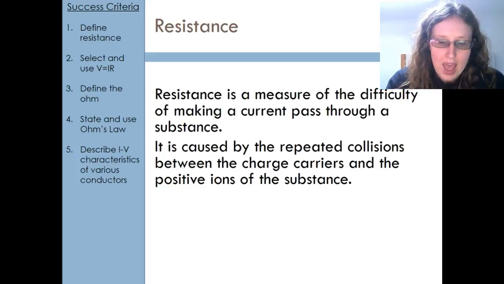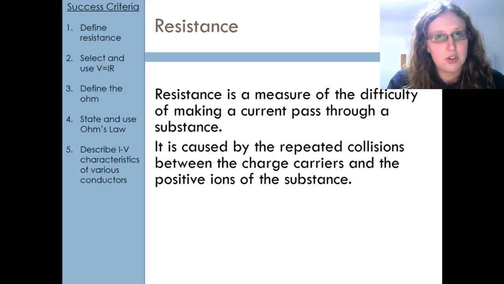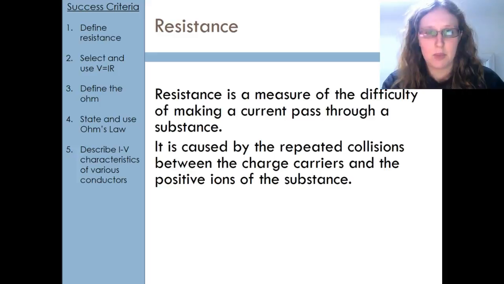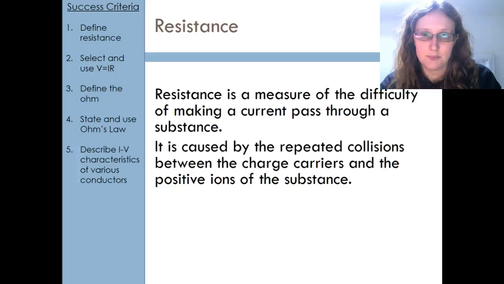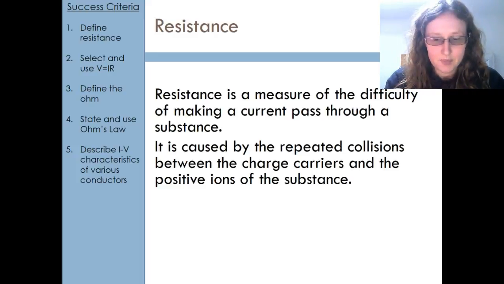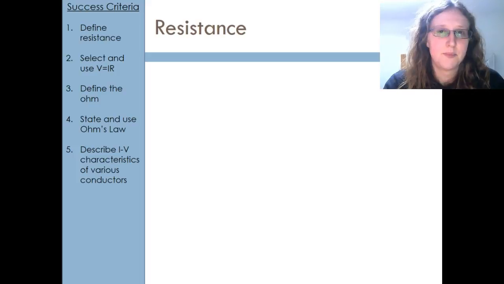The reason a material has resistance is because the electrons or the ions passing through it make collisions as they do so with the positive ions inside that material. The vibrations of the ions can cause the electrons to have collisions. The more vibrations, the harder it is to go through, or the closer packed the ions, the harder it is to go through. All of that causes resistance.